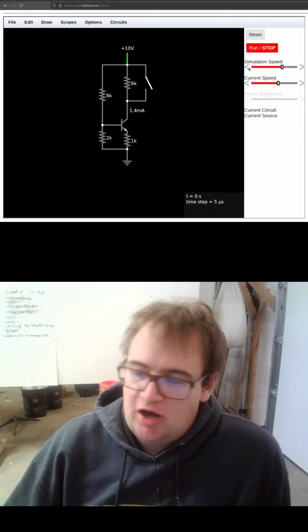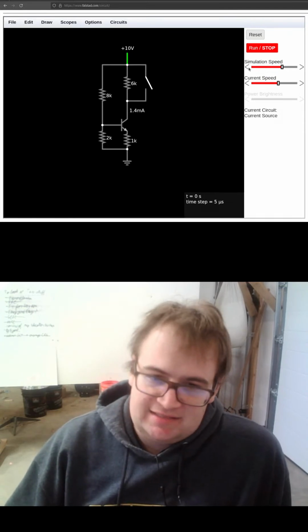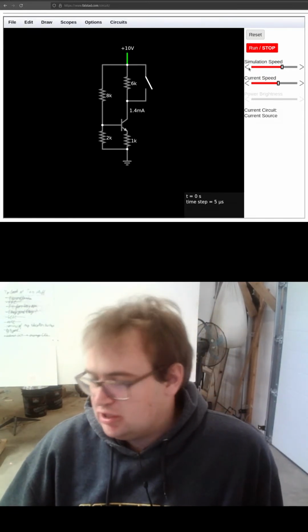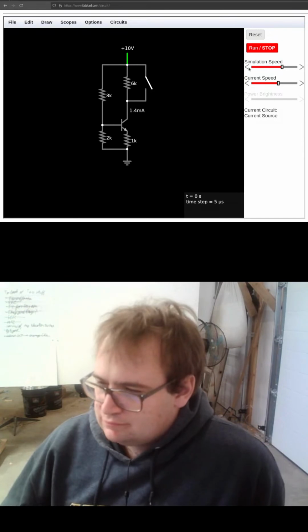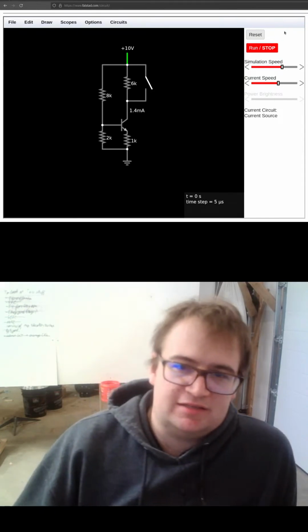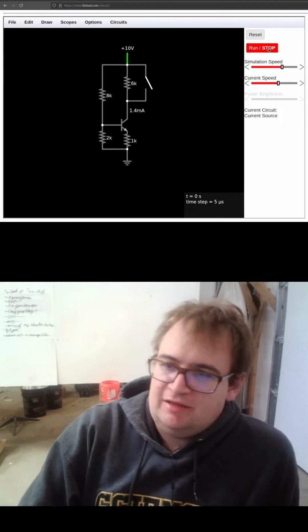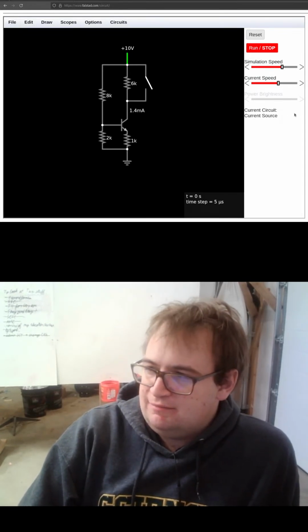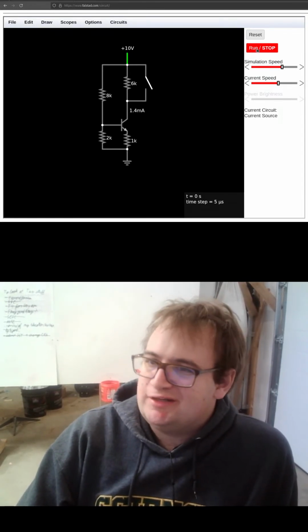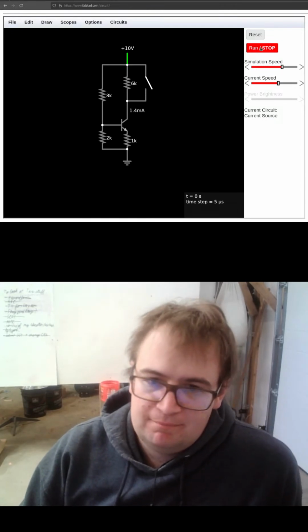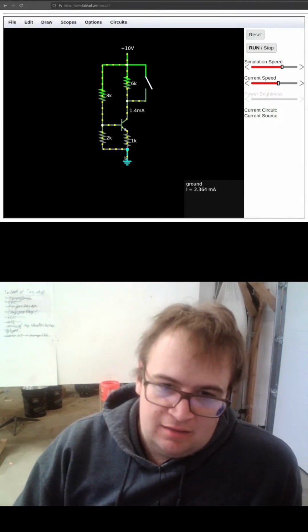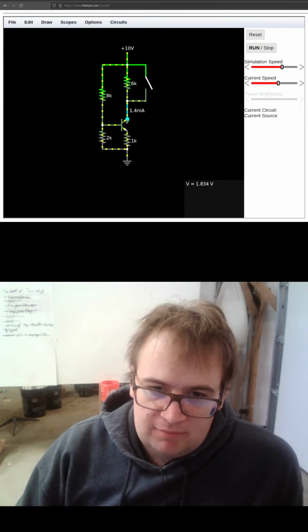It varies on the diode. Well, I guess here it varies on the transistor. Yeah, so it's not. That tenth of a volt doesn't matter too much for what we're talking about. So let's run this. Yeah, so we got that 1.4 milliamps.